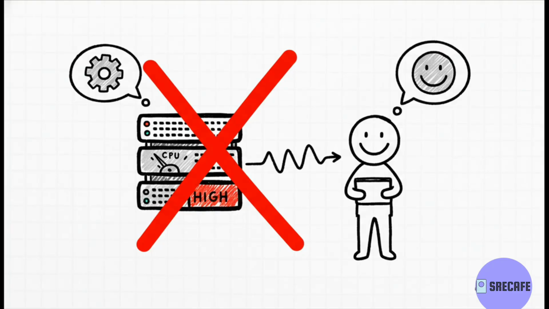The biggest, most common mistake by far is picking a metric like CPU utilization to be your SLI. I mean, think about it. High CPU doesn't automatically mean users are having a bad time. Maybe you're just using your cloud resources efficiently. That's an internal implementation detail. It tells you nothing about the quality of service you're delivering.